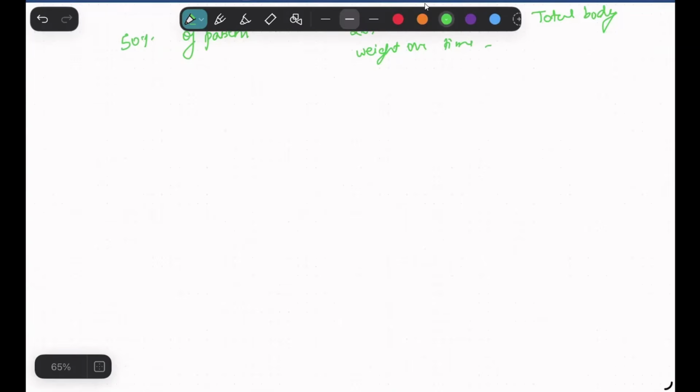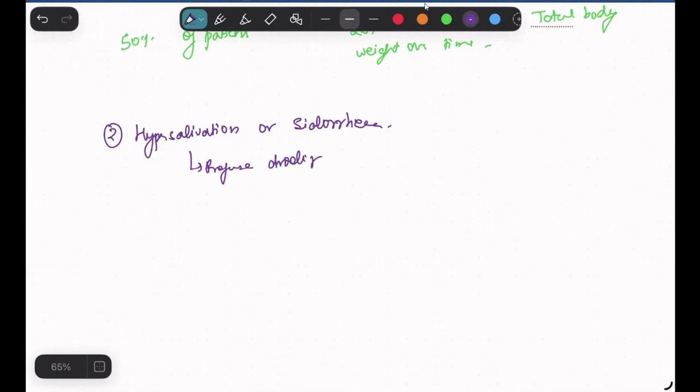Coming to the second side effect, that is hypersalivation or sialorrhea. Clozapine causes profuse drooling of saliva, especially at night. In clozapine patients, when they get up, you will see that their pillow is soaked because of the hypersalivation. This effect is also important.